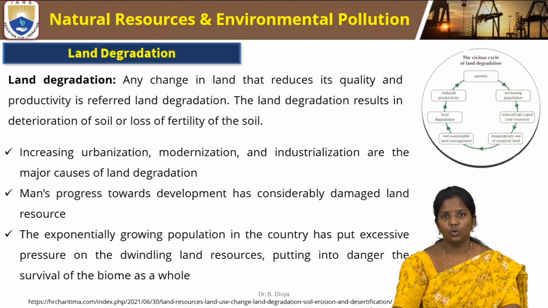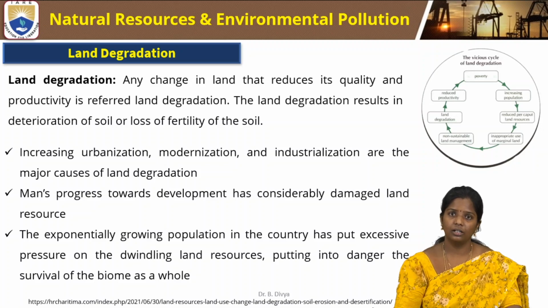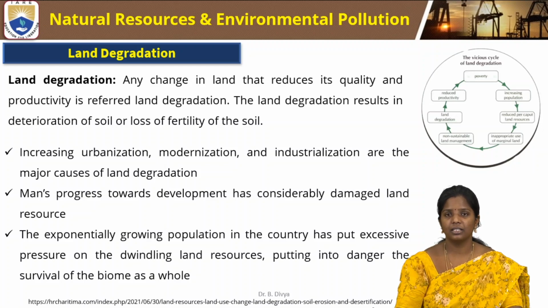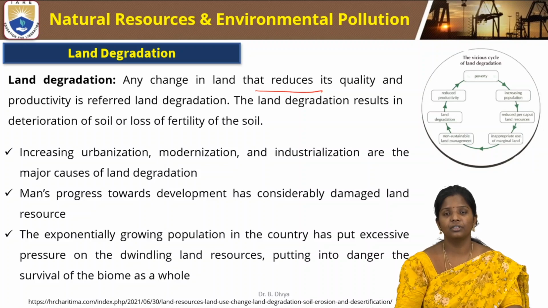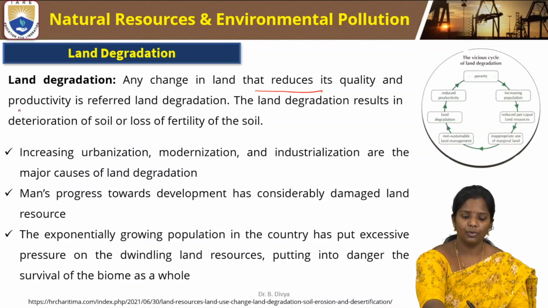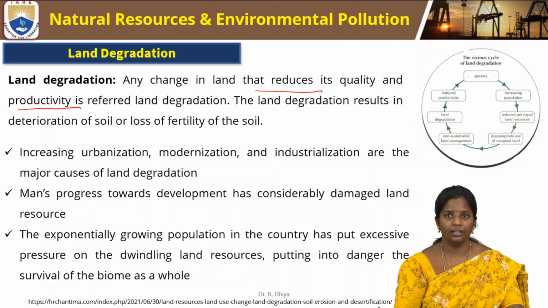Then degradation. So we are using land for various purposes, so the degradation obviously takes place. It means there is some destruction happening. So how is the destruction happening? Any change in land that reduces its quality or productivity is called land degradation. It will change the quality and productivity of that particular land. For example, if there is a fertile land and that fertility decreases, it means the degradation is happening.